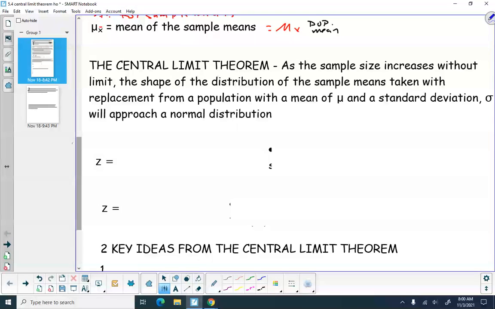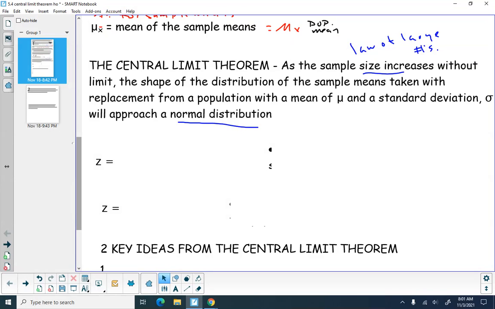Sample size increases without limit. Law of large numbers. As your sample size increases, your mean and your standard deviation of the sample means will approach a normal distribution. Well, what's important about a normal distribution? If we state it's a normal distribution, we can now go back to the z-tables. This allows us to get to z-tables.